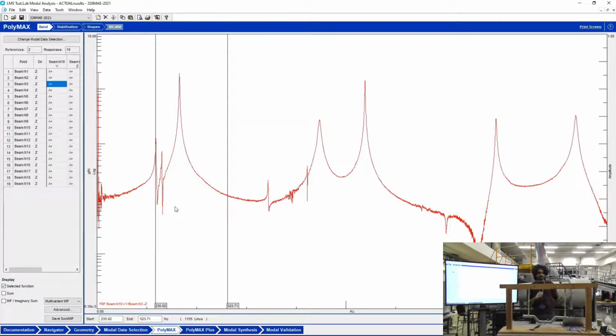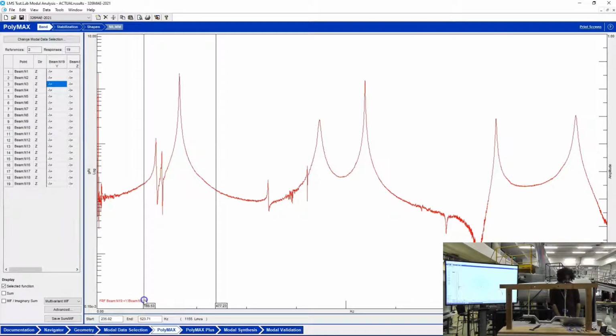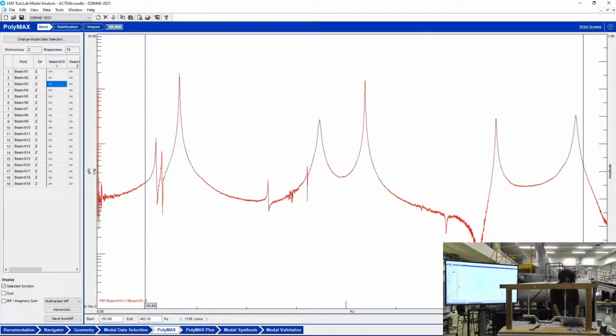So we don't take anything before this 193 Hertz, and I want to analyze everything up to 12,000 Hertz. So the algorithm will just take care of everything that is in between 193 and 2000 Hertz.